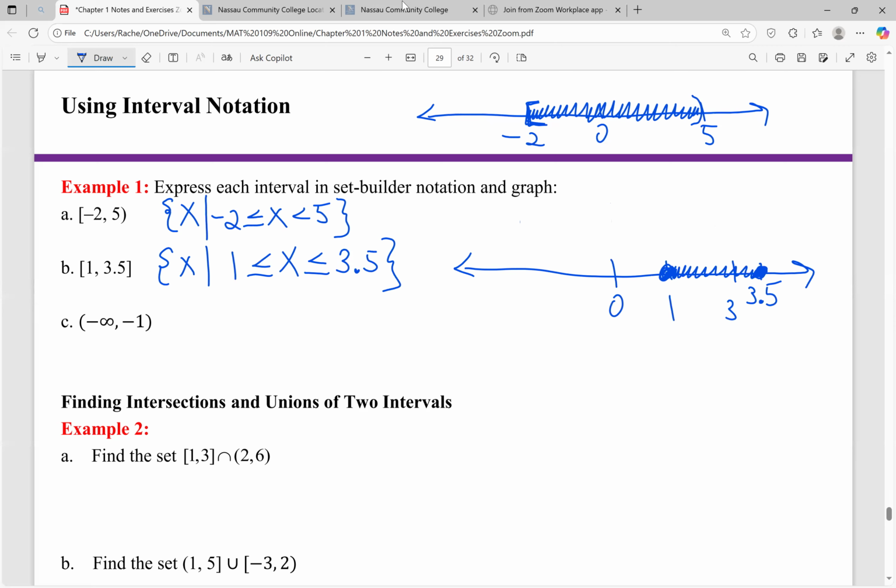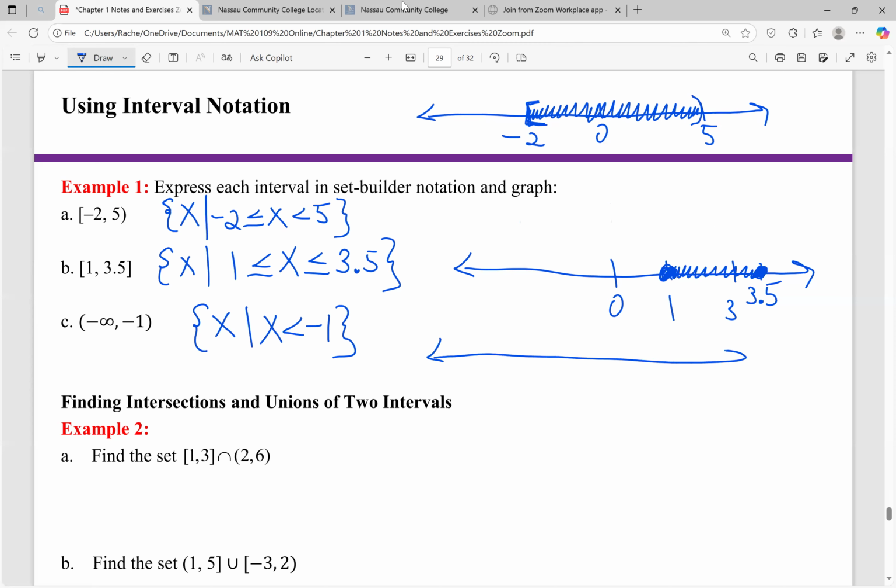So let's do one more. What about C, which is the interval -infinity to -1? So in set builder notation, we would say all values of x such that x could be anything from -infinity to -1. So another way of saying that is everything less than -1, right? So all values of x such that x is less than -1. So that's what our set builder notation would look like.